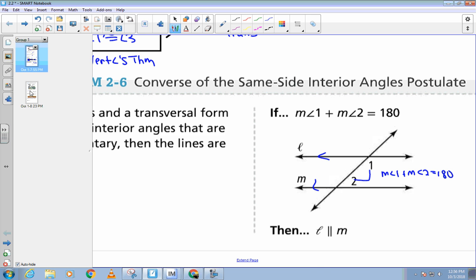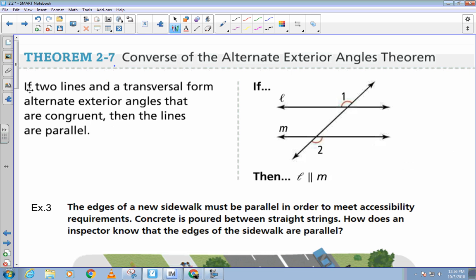Okay, and then the last one for that is the alternate exterior angles theorem. Basically the same thing. If I can show that my alternate exterior angles are congruent, then I can say that the lines are parallel. Alright, so there's 4 ways that we know of right now to prove lines parallel. And it's basically just the converse of what we learned on Monday, okay?